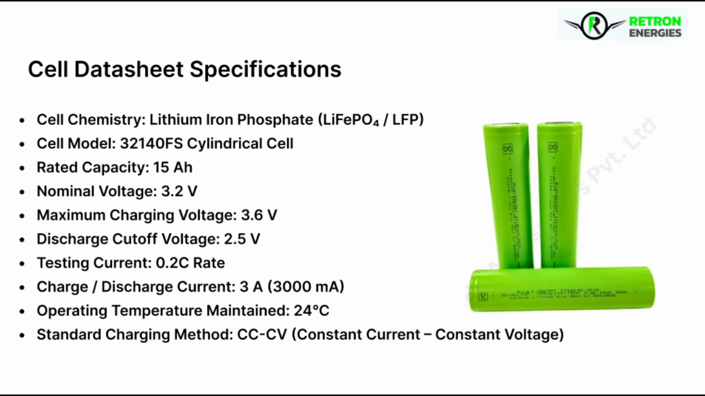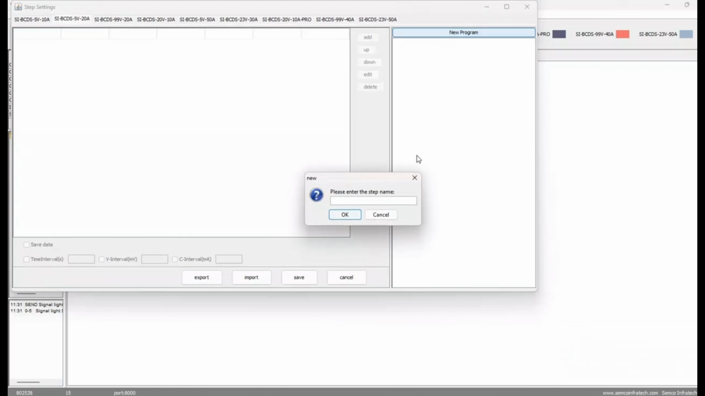Now, we are ready to create a new testing program. From the Step menu, click on New and create a new program. Enter a suitable program name and save it. Once the program is saved, we can begin adding the testing steps.